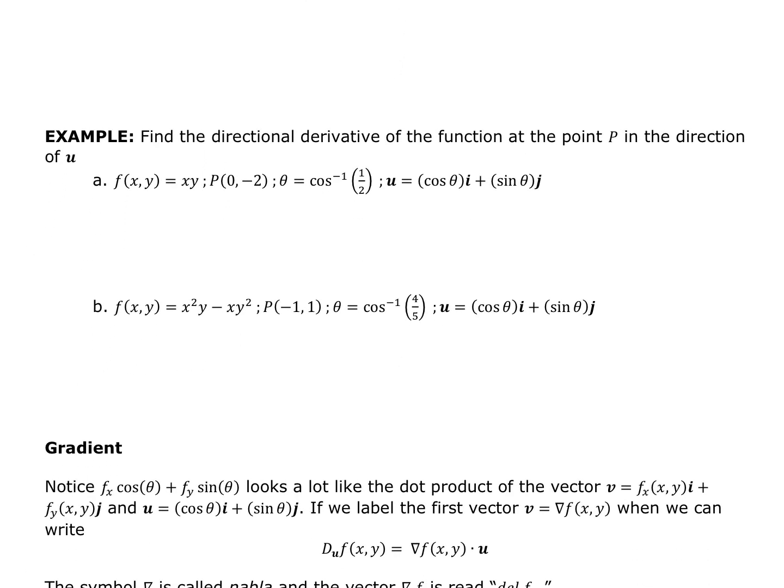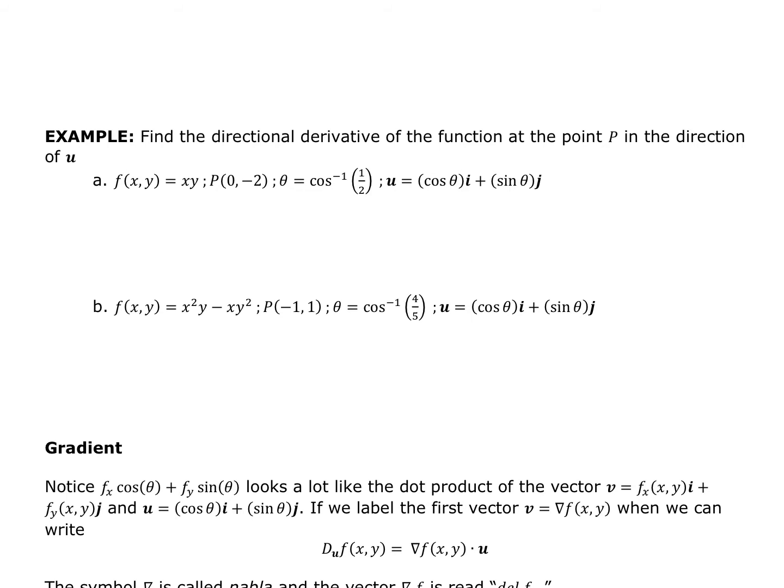So we're going to start out with a couple of examples. We're going to do it in 2 space, and then we're going to move into 3 space, because 2 space is easier to work with, and then realizing, of course, everything that we are doing can be expanded out to 3 space. So they're asking us to find the directional derivative of the function at the point P in the direction of u. This is my vector u.